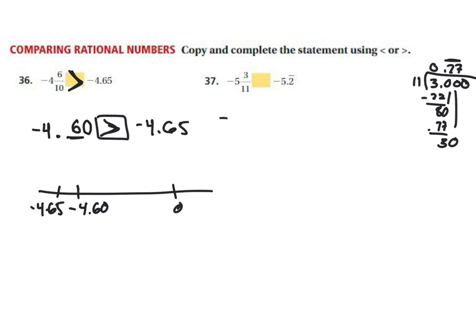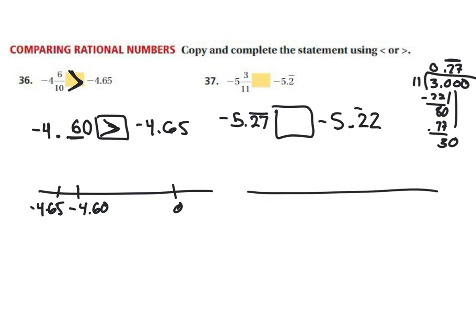So I'm going to rewrite this as negative 5.27, and we're going to be comparing that to negative 5.2 with a repeating bar. So that means our next digit is going to be a 2 as well. So now I'll graph those on the number line. Here's negative 5.22 repeating. Negative 5.27 is further to the left, so negative 5.22 is greater.